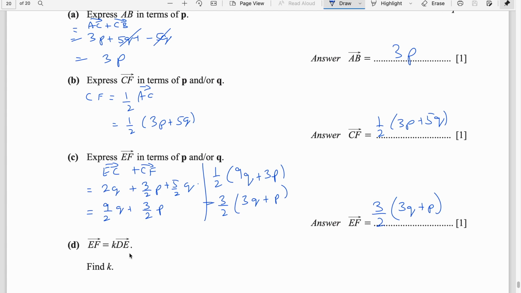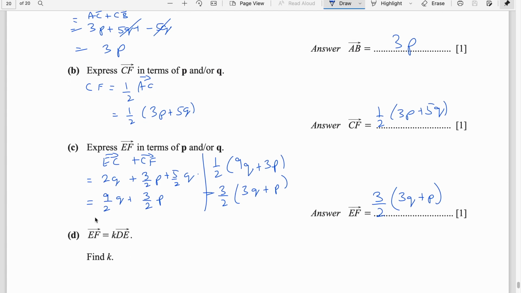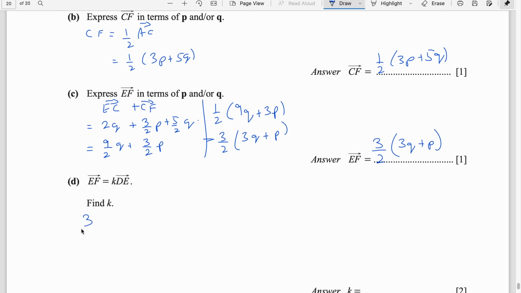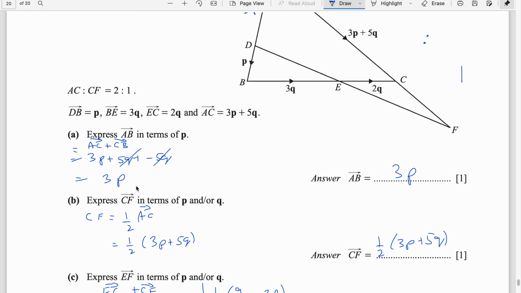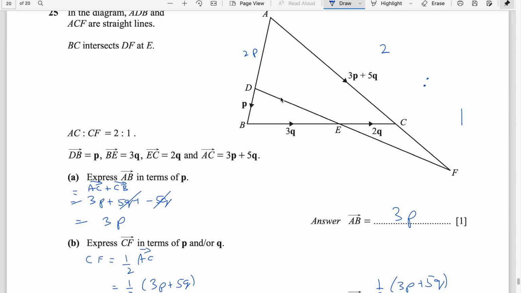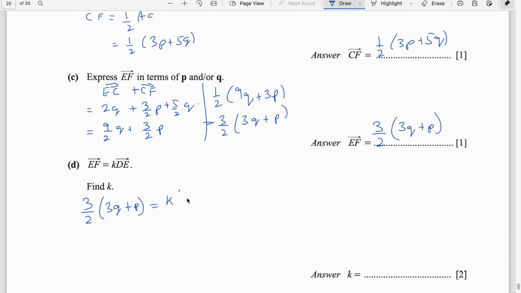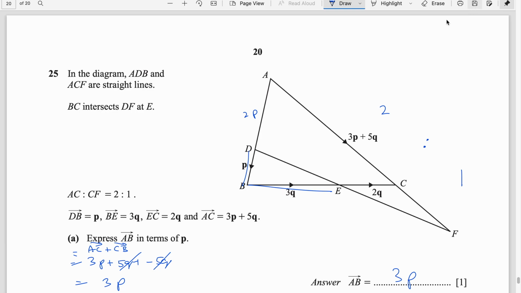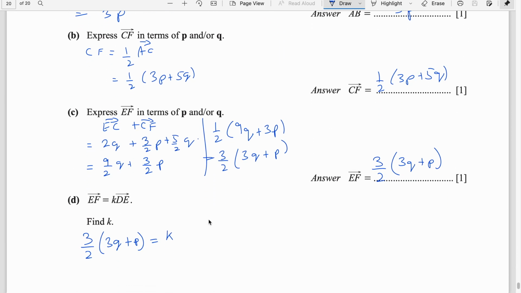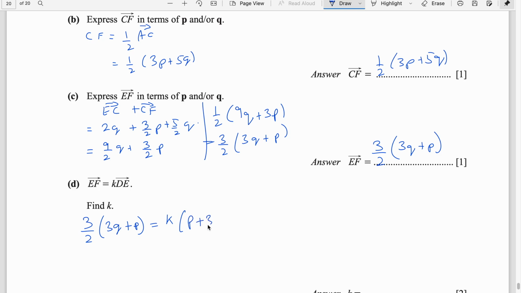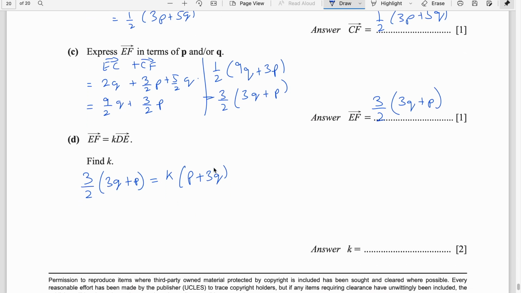EF is K times DE. Find K. So EF is already there. Let us copy it: this is 3 by 2, 3Q plus P, is K times DE. So when we look at DE, DE is P plus 3Q. And they are clearly equal. So K is equal to 3 by 2.